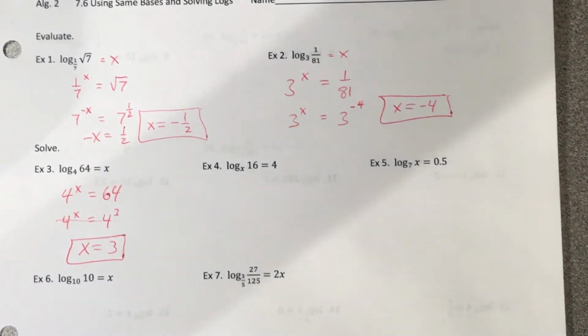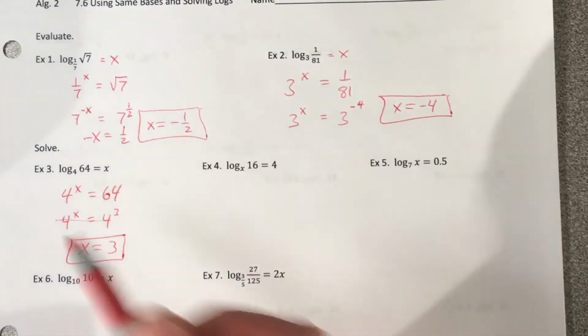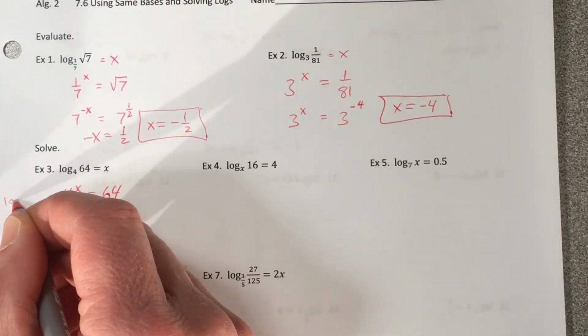Now what's interesting about this is you could have said, and some of you may be thinking about this, oh, you know what, 64, that's 4 to the 3rd power, and you could rewrite it here. And let me just show you what that would look like real quick. Don't write this down.